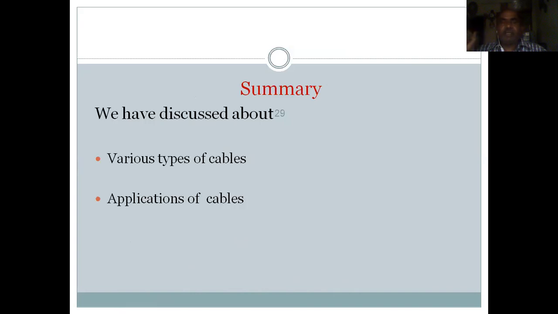Now let us summarize what we have learned today. We have discussed the various types of cables: what a cable is, what the different cables are, and what the cable applications are, whether in the electronic field, the computer field, or the electrical field. We have seen the general cables and the cables based on application.